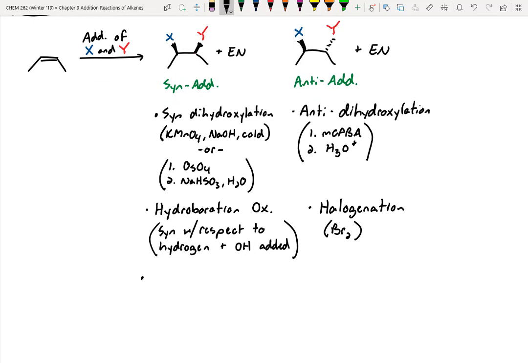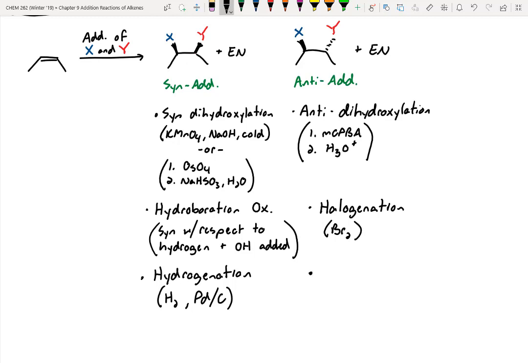We've got one more syn addition that we just saw. This is hydrogenation. With hydrogenation, you often use hydrogen gas, and then you'll often see palladium as a catalyst. Sometimes you'll see palladium/C, which just means that the palladium is loaded onto a carbon substrate.